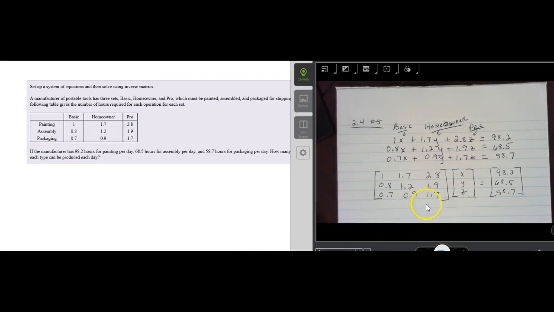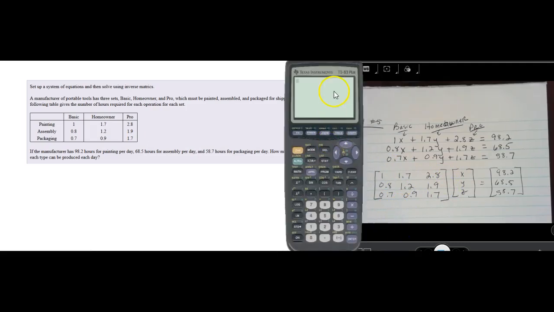Now instead of finding this inverse by hand, which we could do but would take some time, we're going to use our TI-83 and put these matrices in and solve using the calculator. So I'm going to go second, matrix. I'm going to scroll over to edit, hit enter. This is a 3 by 3, right? 3 rows by 3 columns.